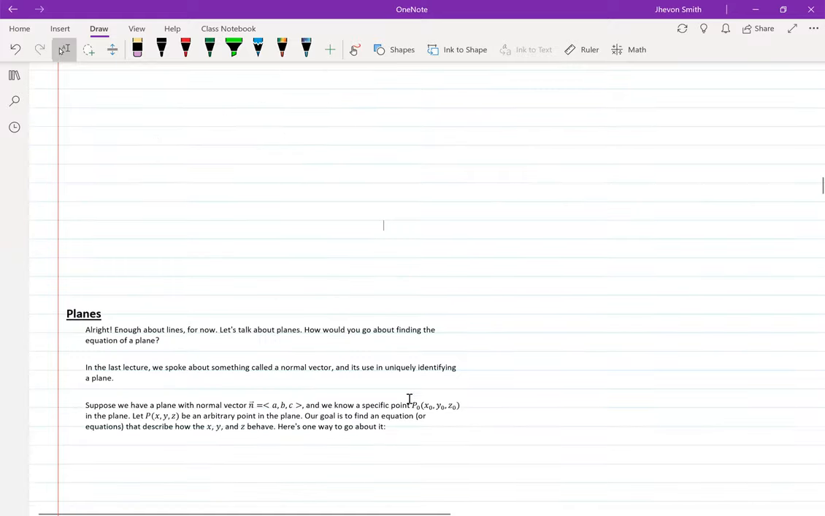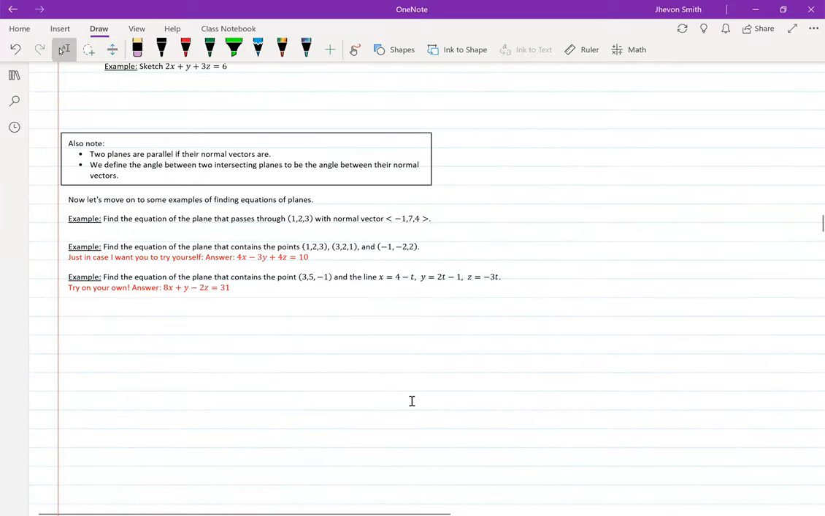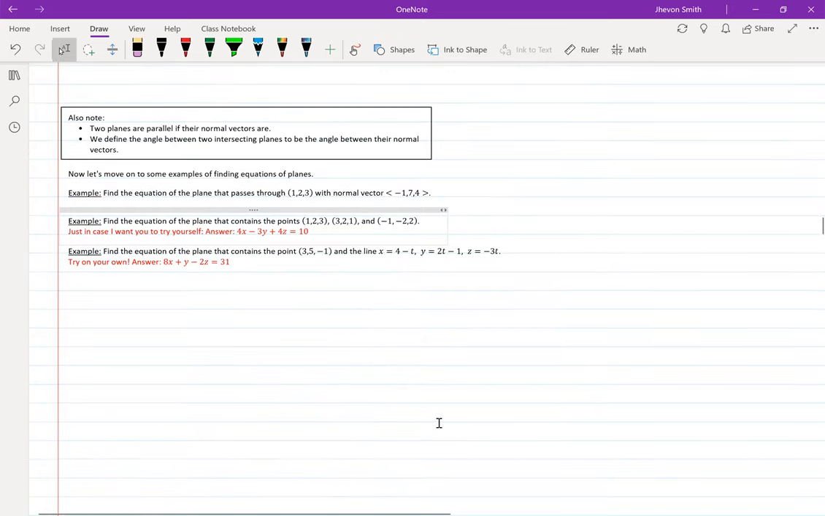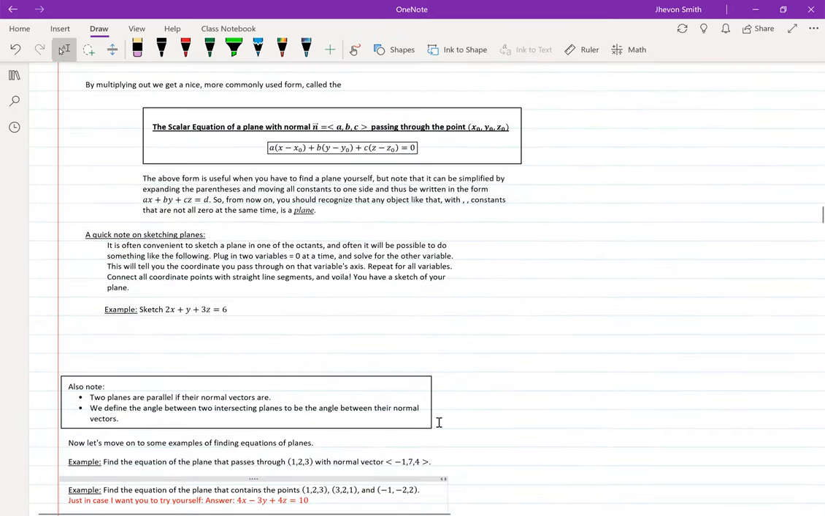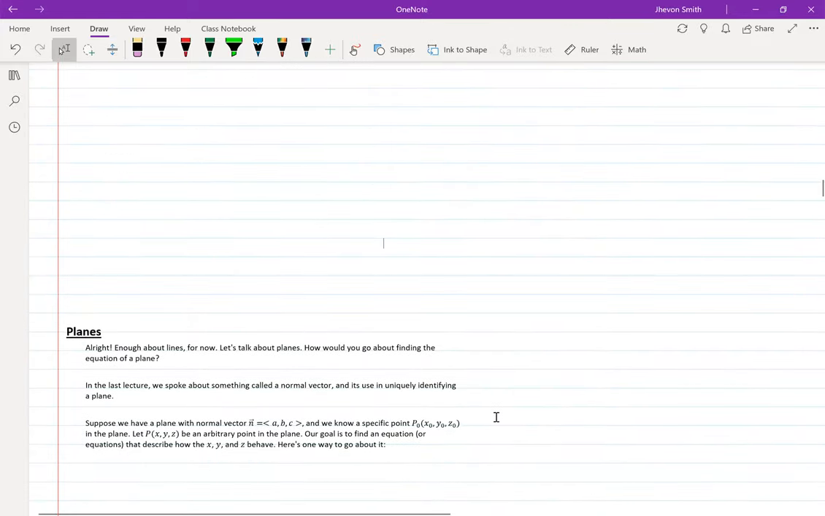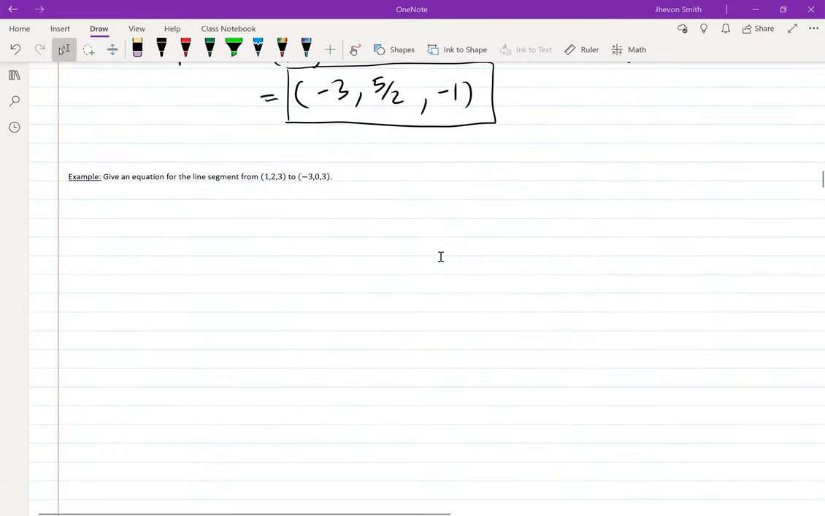Give you the equation for the line segment. So let's actually go. Give the equation of a line segment from this point to that point. We kind of already spoke about this, so I'm just going to jump into it.